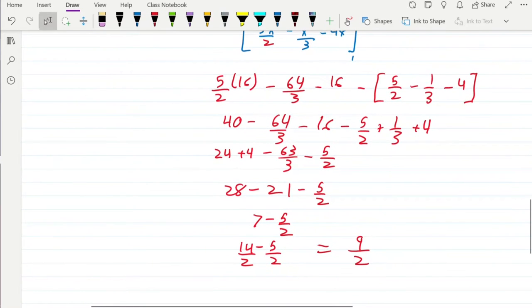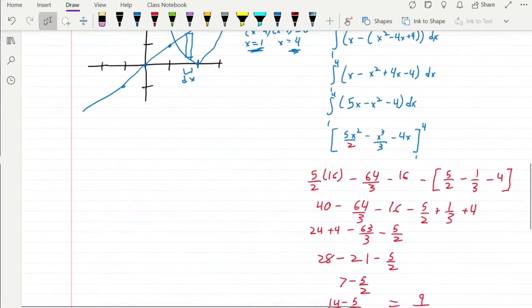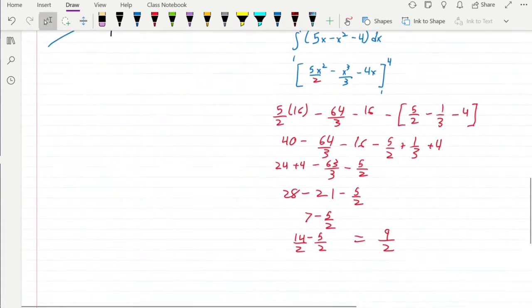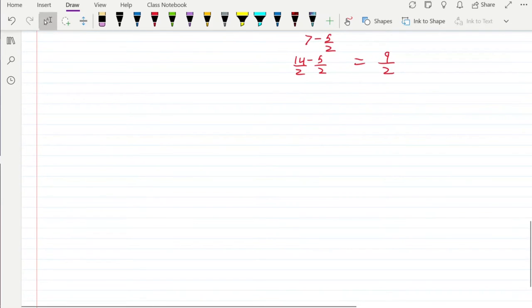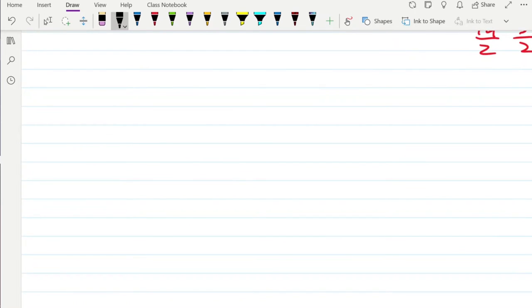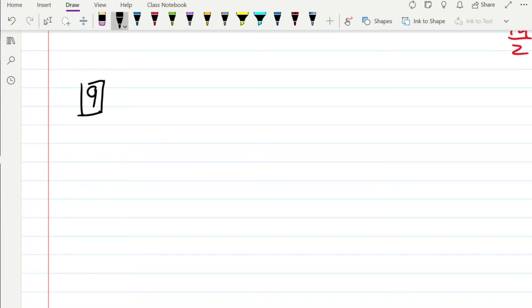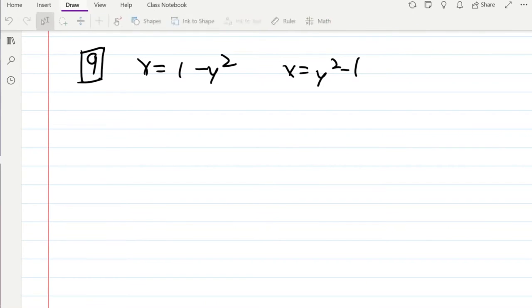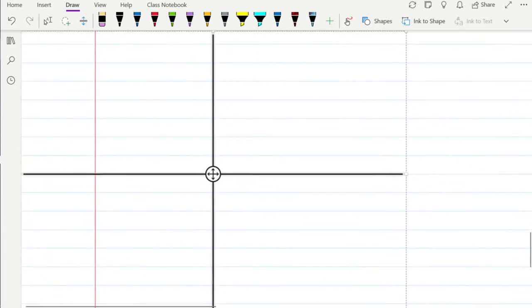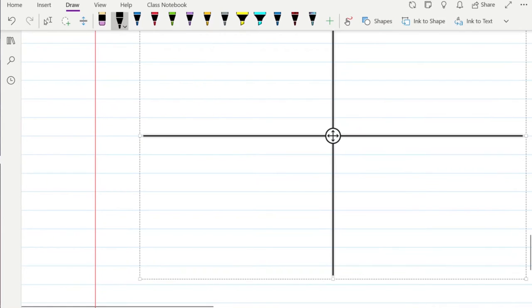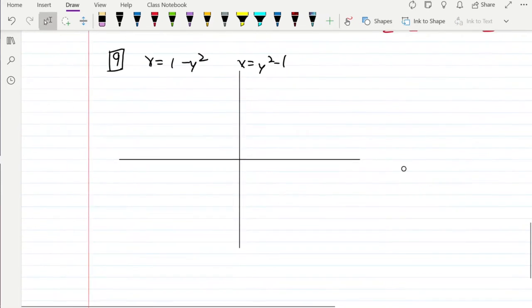All right. If I didn't make that many mistakes, it would have been nice, but I guess it happens. So let's go on to number 9. So 9 is x equals 1 minus y squared. X equals y squared minus 1. So we're going to draw out our shape.